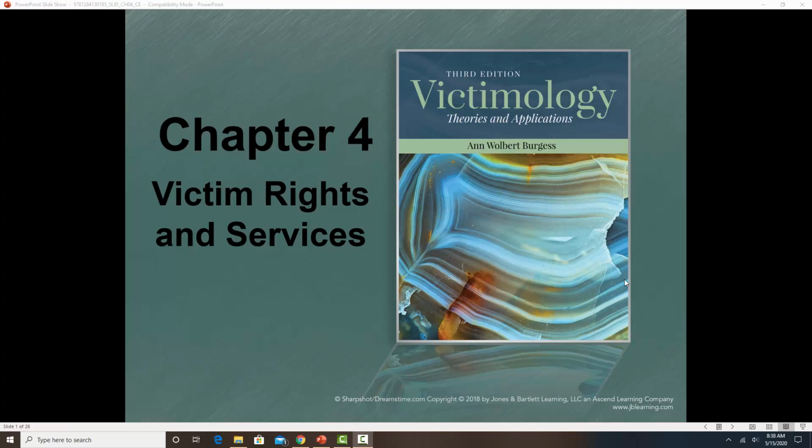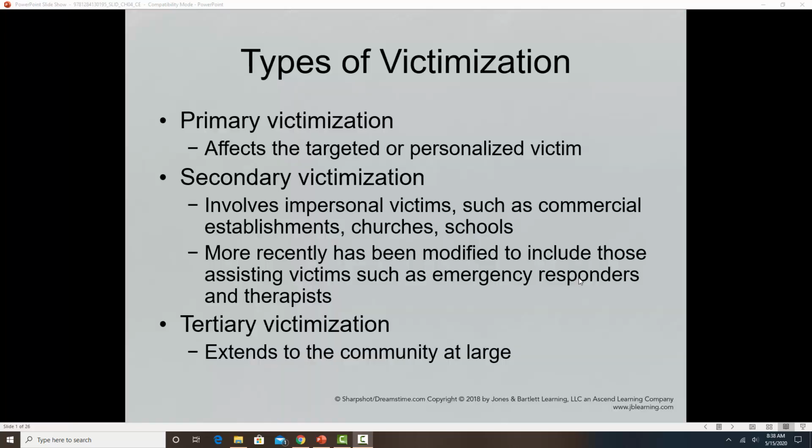All right, in chapter 4, you're going to be reading about victims' rights and services and a lot of the laws that have been passed for victims' rights. First of all, let's look at the types of victimization.